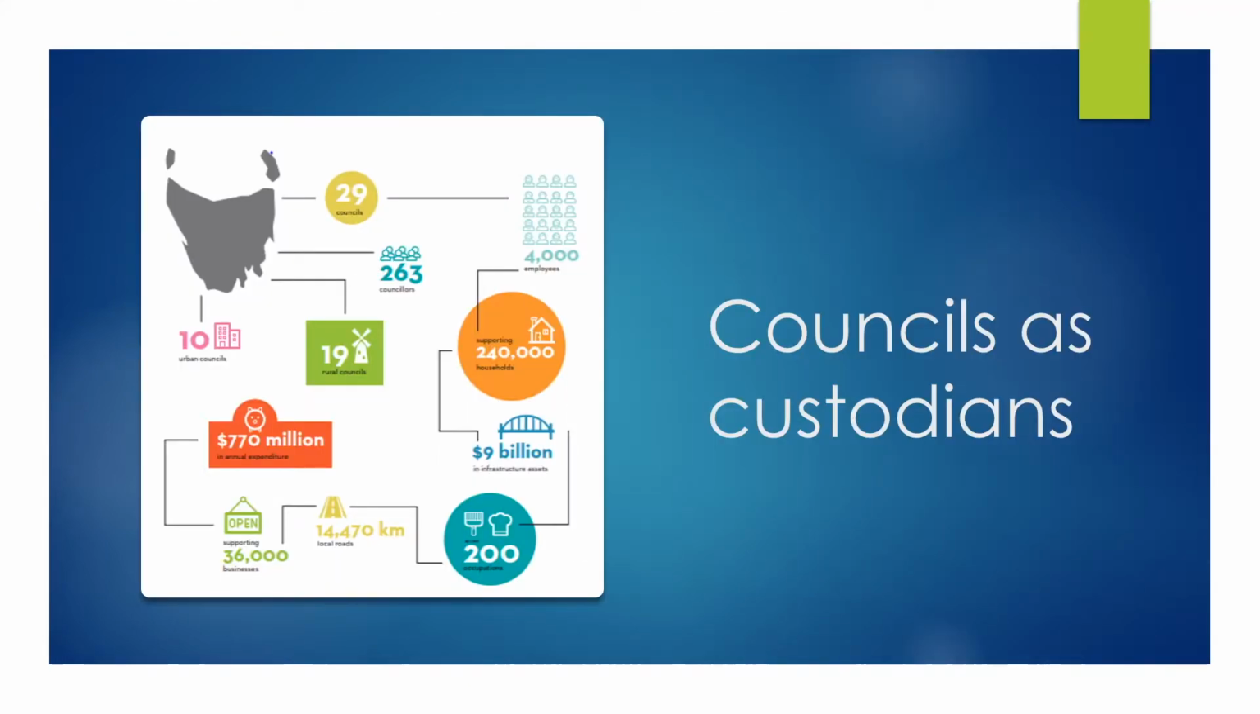Tasmanian councils are custodians of well in excess of $9 billion worth of infrastructure and assets, including roads, bridges, stormwater, buildings, parks and recreational facilities. And this investment has been made over many generations. This means councils have an obligation to ensure that current assets are managed efficiently and effectively, and that decisions regarding the acquisition of new assets and sale and maintenance of current assets are open and transparent.